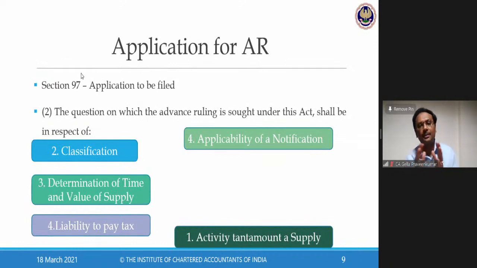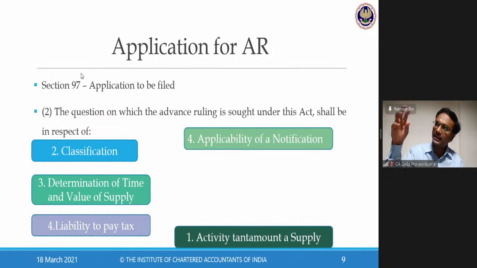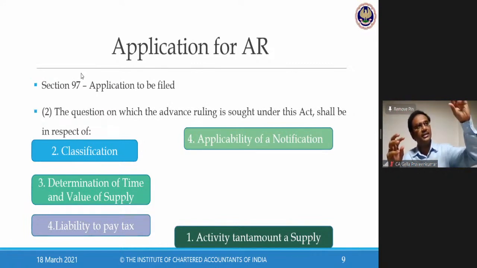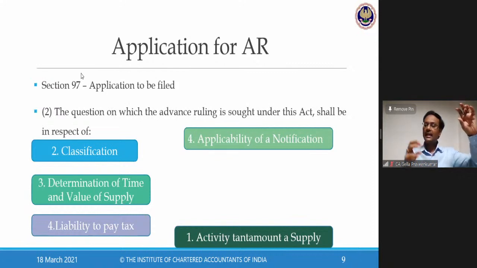So I'm going to ask a couple of questions. First question, I started with supply. Having got an answer for supply, I'll go for classification. Having understood the classification, the next question is, what is the time and what is the value of supply? Having understood the time and value, the next question is, should I pay the tax or should the other party pay tax? Is there any notification under which I can take an exemption benefit?